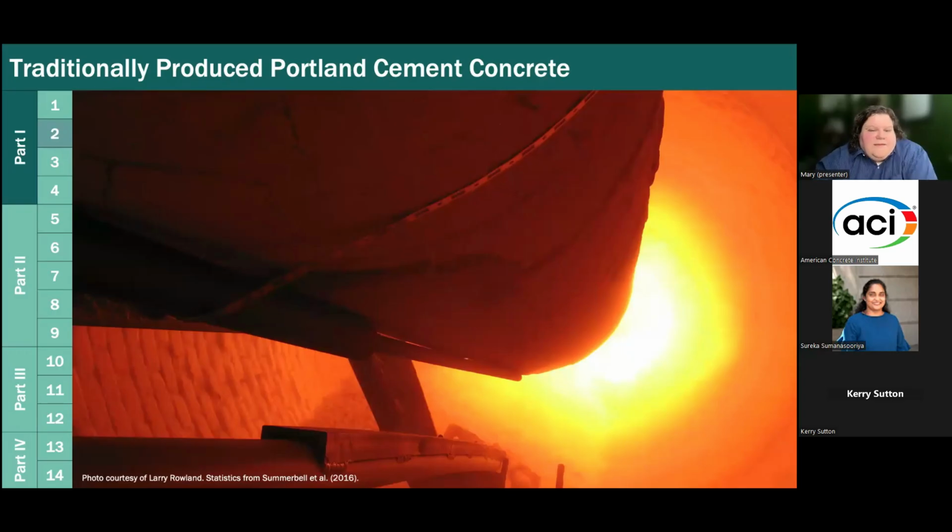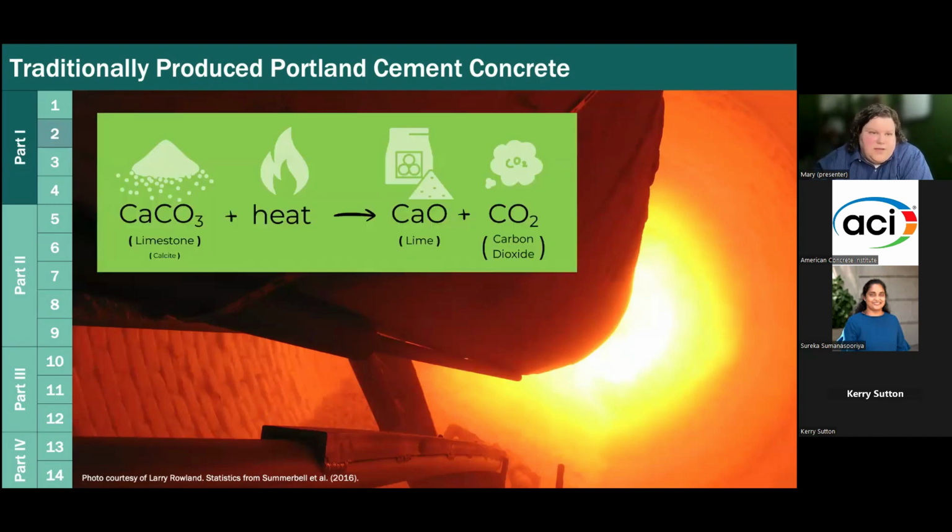Thank you, Larry. I don't know if you can tell, but it is very, very hot in there. Those raw materials come into the kiln, and limestone is one of the main raw materials to make Portland cement. Calcium carbonate, CaCO3, is the chemical formula for limestone. It turns out when you heat up calcium carbonate, you break it apart into lime, which is what we need to make the cement, and CO2. So here's some of that carbon.